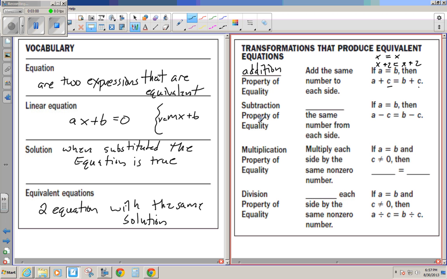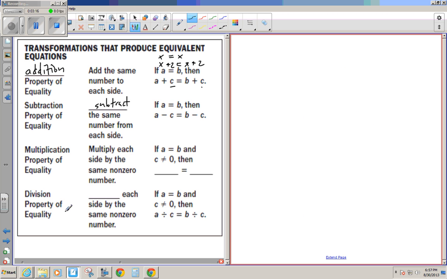The subtraction property of equality says if you subtract the same number from each side, you have an equivalent equation. So basically, you can do whatever you want. What I'm going to show you here in a second: you can have 2x plus 2 equals 5 plus x. This is an equivalence equation. You're saying this expression equals this expression.